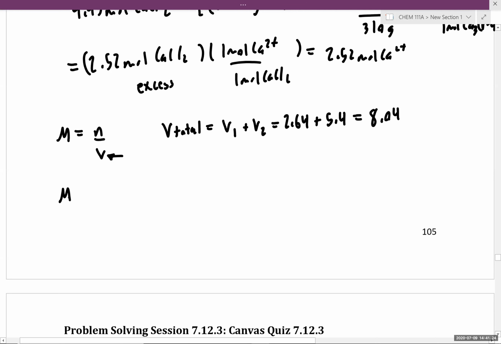So then to finish off this problem, the molarity of calcium in this case is equal to 2.52 moles of calcium 2+.